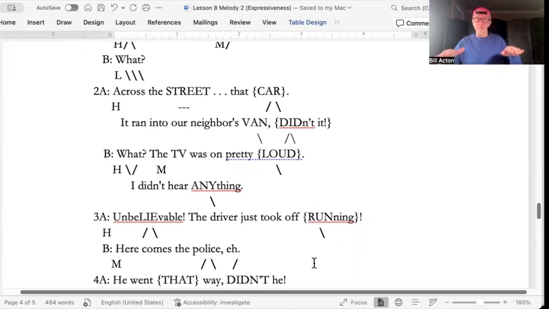Going to be just a fall. "The TV was on pretty loud." So he goes, what? The TV was on pretty loud. He didn't stay up on high, he came down to mid. Then the next line, "I didn't hear anything." So what? TV was on pretty loud. I didn't hear anything. So mid key stays at mid key.